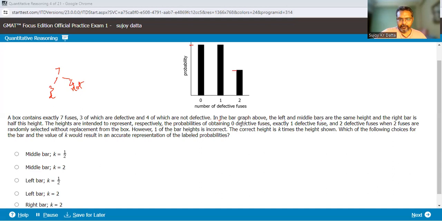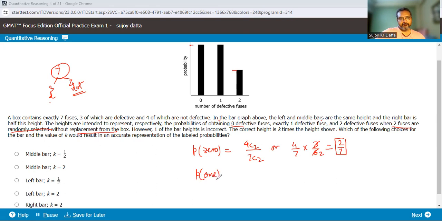And we are trying to figure out the probability of obtaining 0, 1, and 2 when 2 fuses are randomly selected without replacement. So you're selecting 2 fuses from the 7 and you want 0 defective fuses. So that would be 4C2 because you don't want any defective fuse. So that means both are not defective. 4C2 out of 7C2. Alternatively, you could have also said 4 out of 7 times 3 out of 6. This is the same thing. So this is 2 by 7.